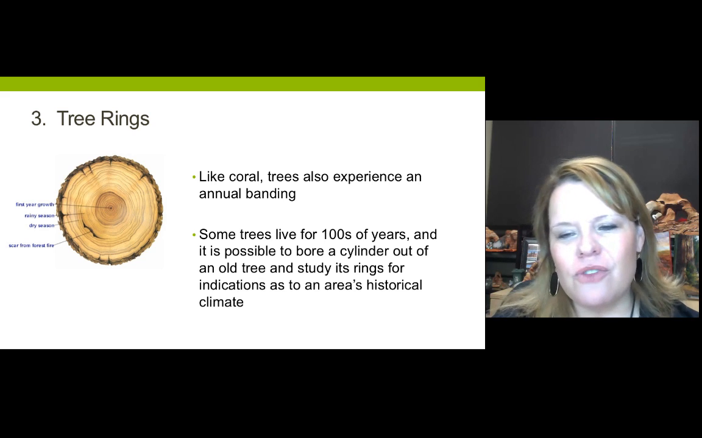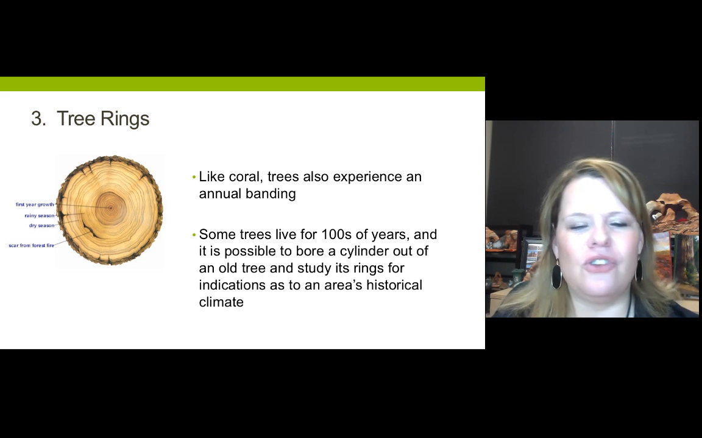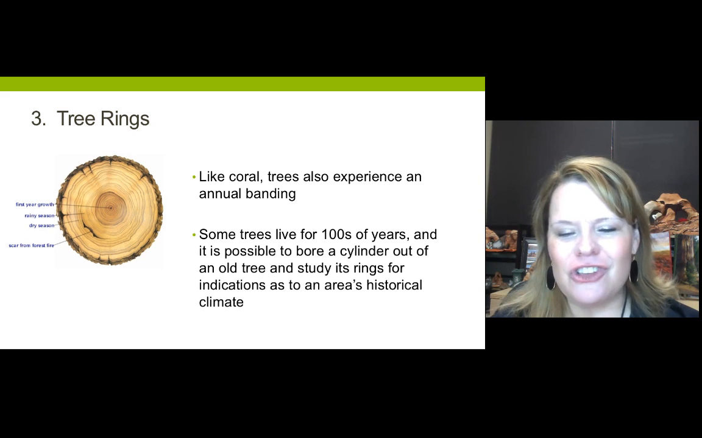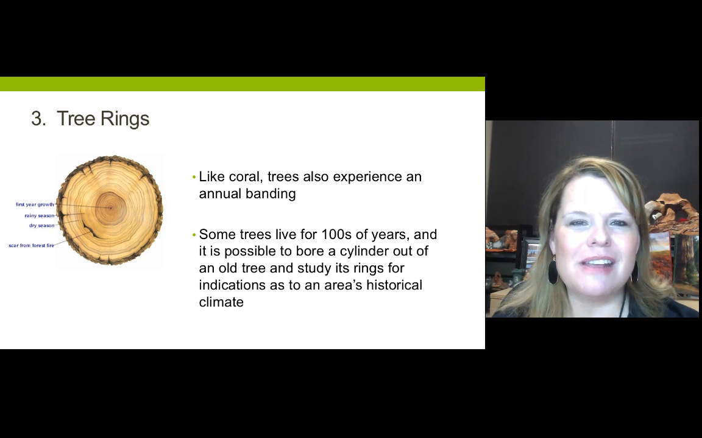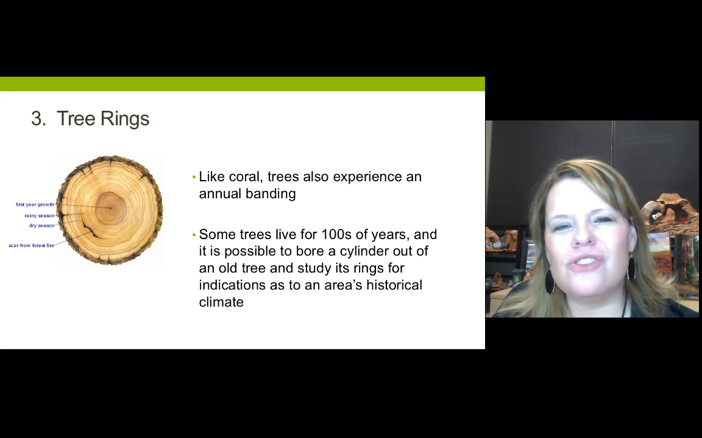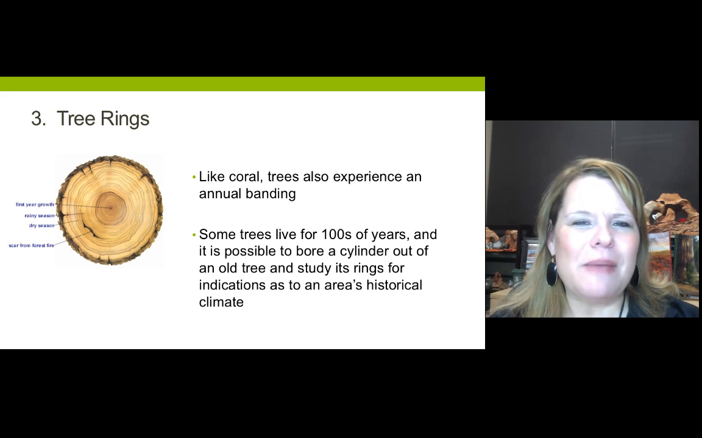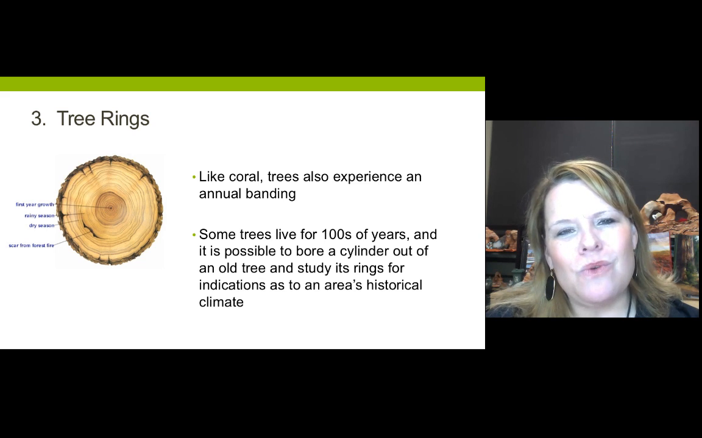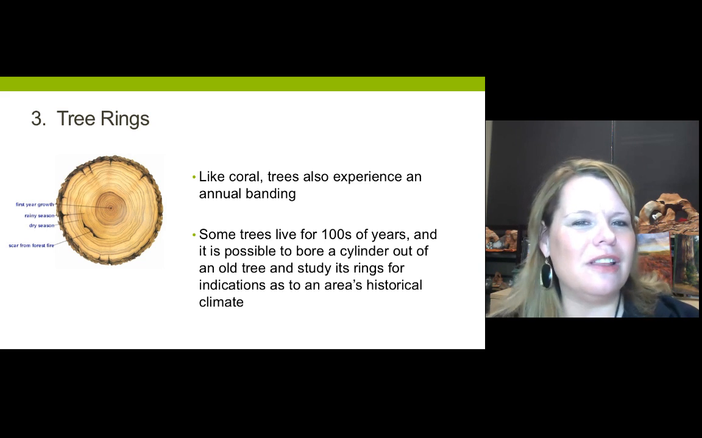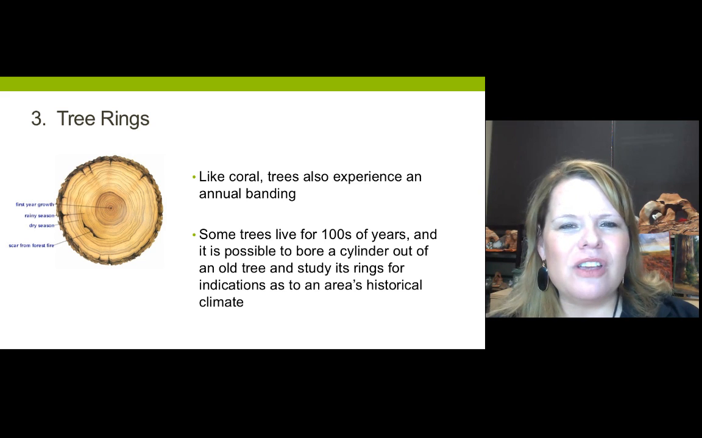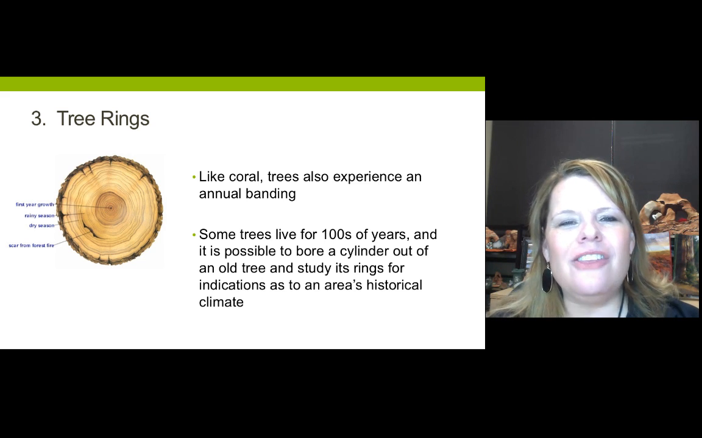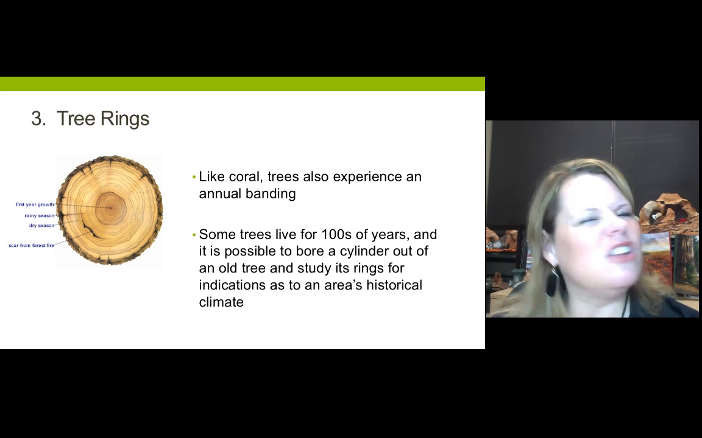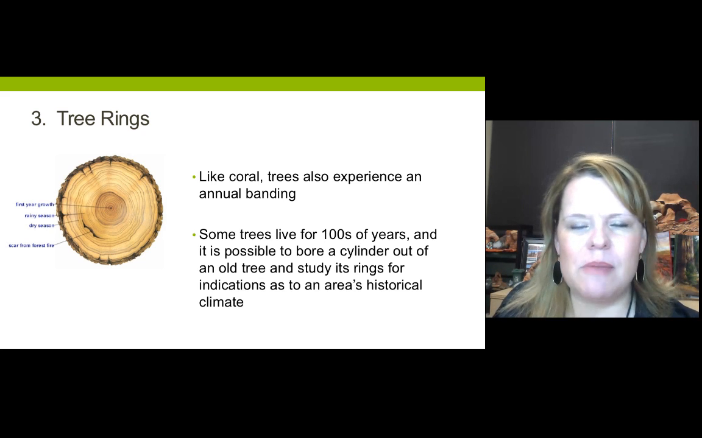Some trees live for hundreds of years, and it's possible to bore a cylinder out of an old tree and study its rings for indication of its area's historical climate. So some of our oldest trees around the globe, when you look at the sequoias, for example the Redwood National Forest in Northern California, or you go to New Zealand and look at the special trees there that are so old, this can give us a glimpse at how conditions might have changed for the climate.